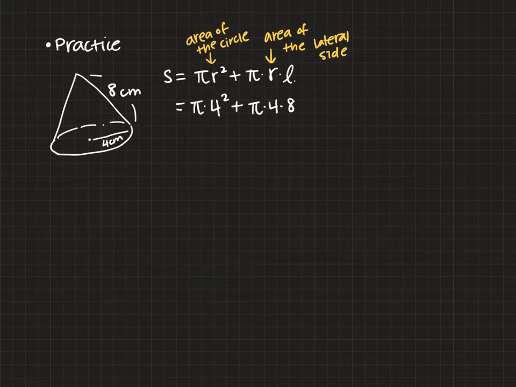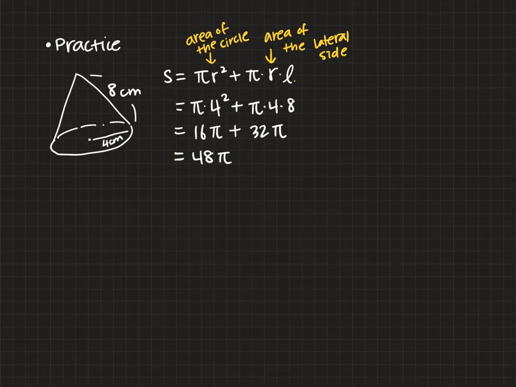Now, like I said, I'm not going to work with the pi symbol yet. I'm going to work on the numbers first. So I have 4 times 4, which is 16. So I have 16 pi for the area of the circle. Plus, I have 4 times 8, so that's 32. So I have 32 pi for the side. And then I'm going to add the two numbers. I can only add these two numbers because I have pi on both. So when I add 32 plus 16, that's going to give me 48 pi.